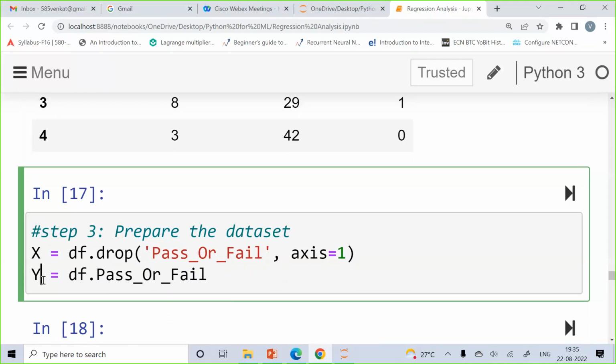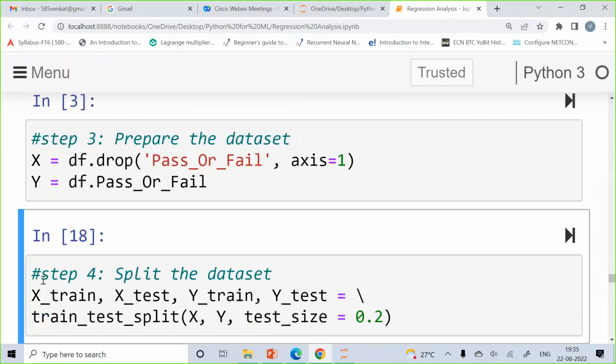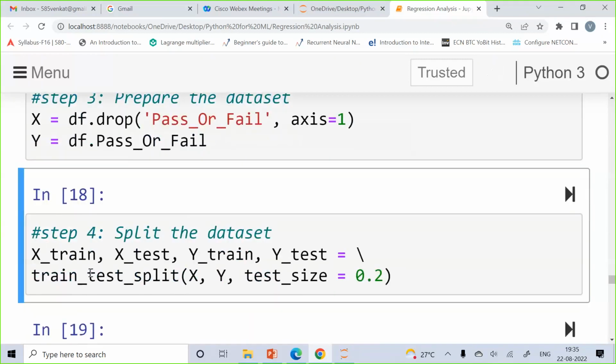What next? Fourth step: train test split. What are the inputs for that? X and Y and the test size, right? So X and Y I'm passing, test size 0.2 I mentioned. If you don't mention anything also, the default value is 0.2, right?